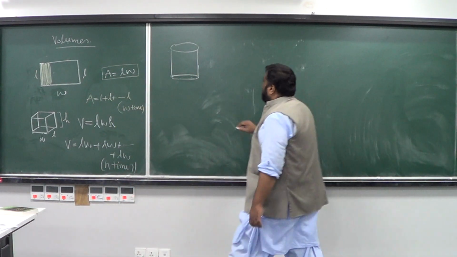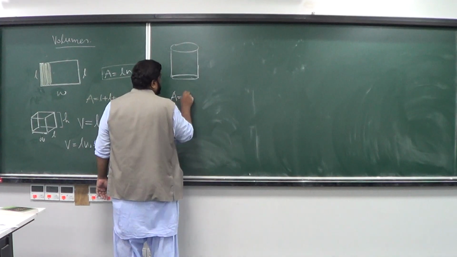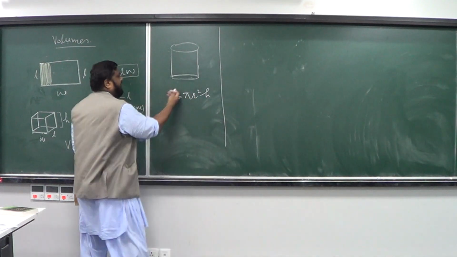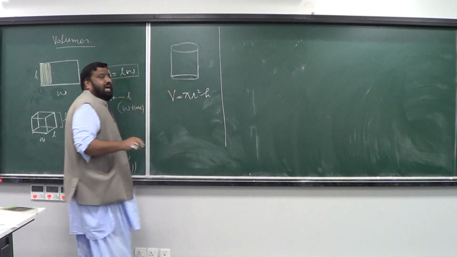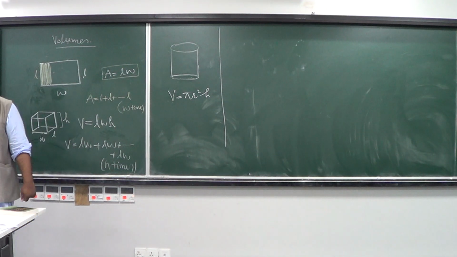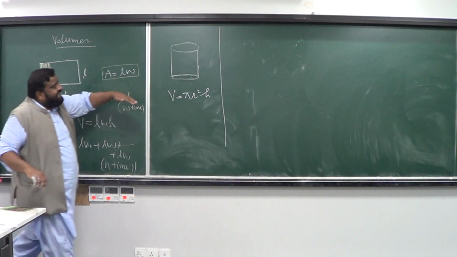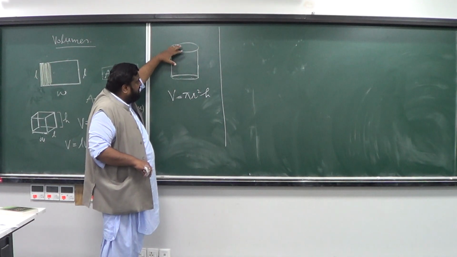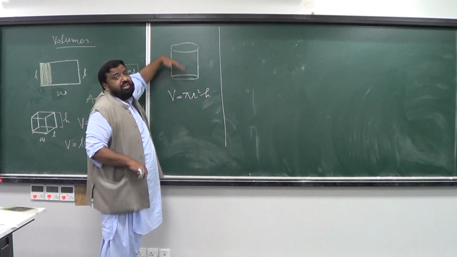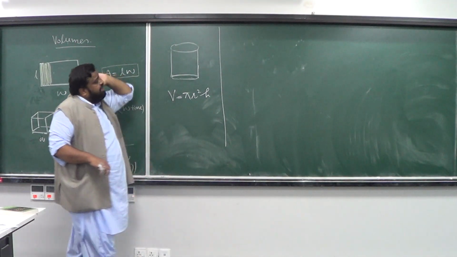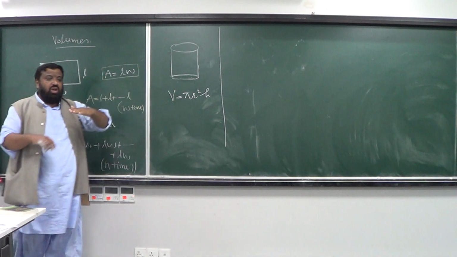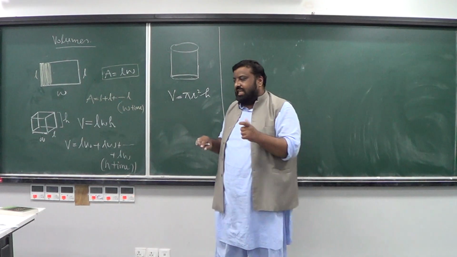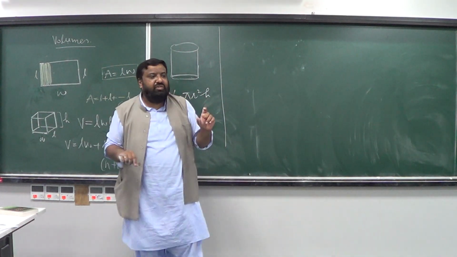So if you take, for example, a cylinder, we know about the cylinder that its volume is pi r square h. The question is why it is pi r square h. You can treat this solid, filled cylinder as discs sitting on each other actually.